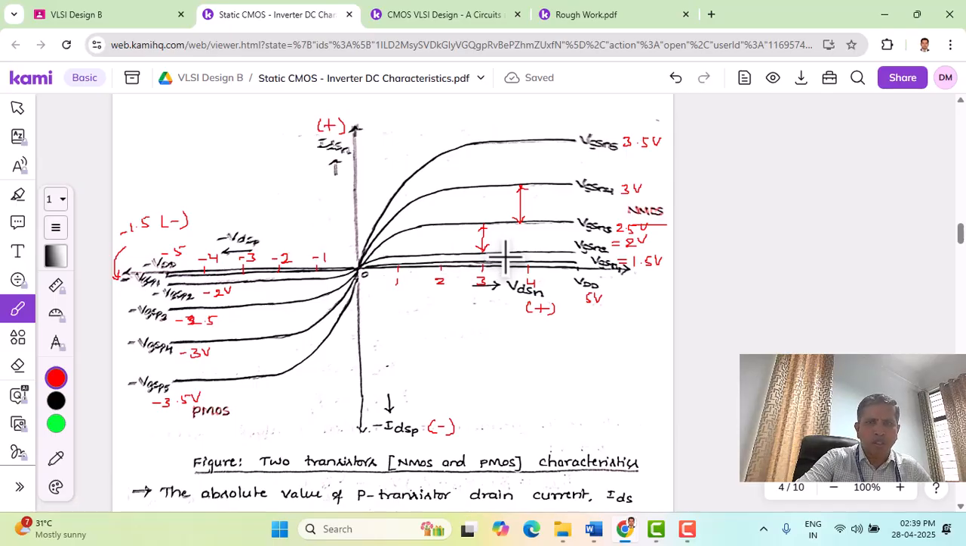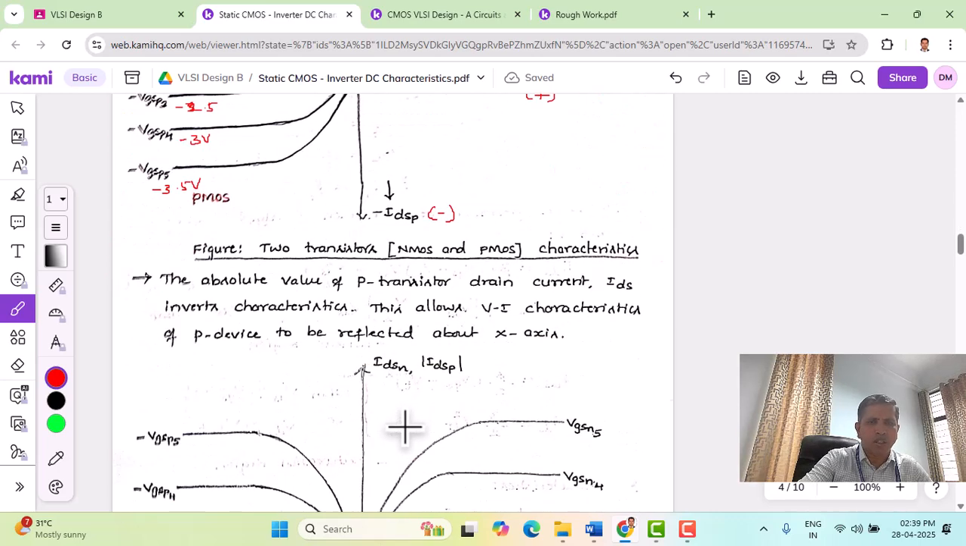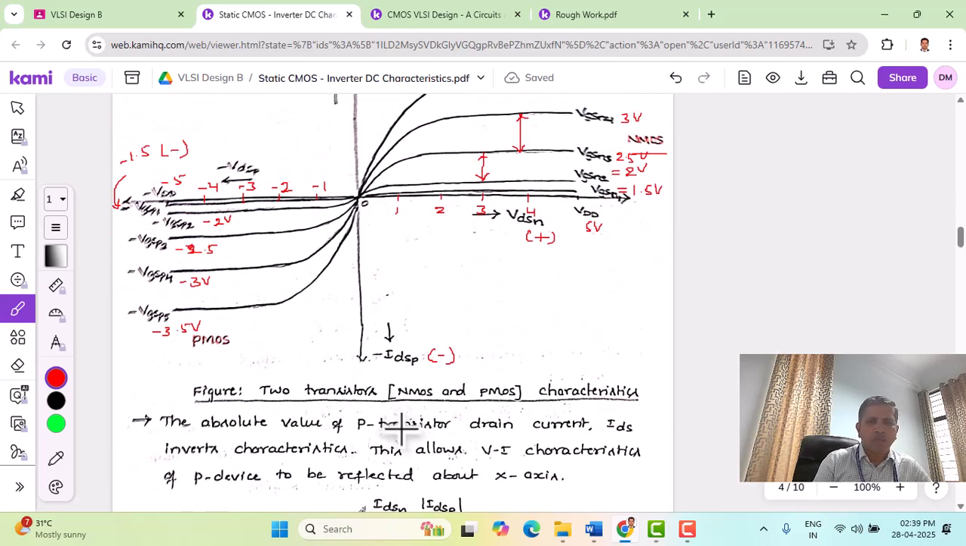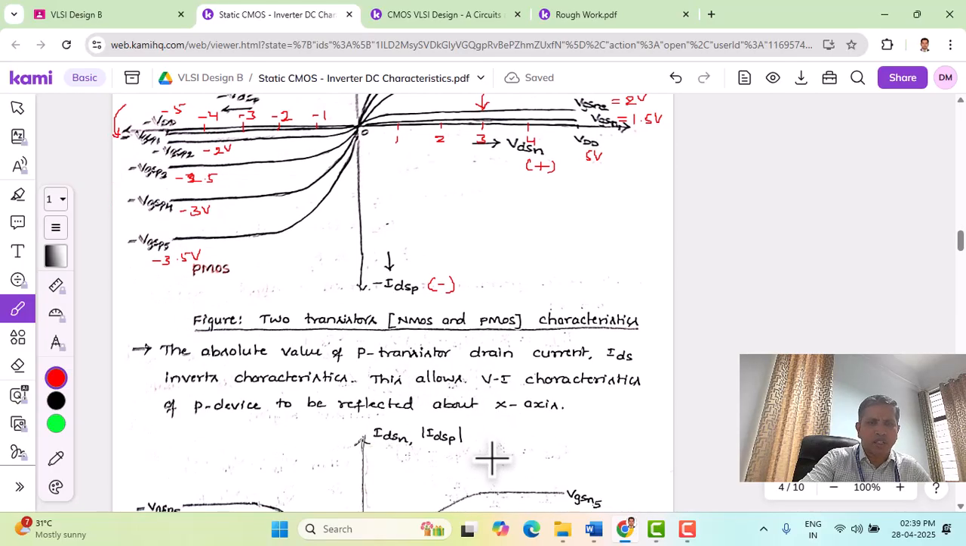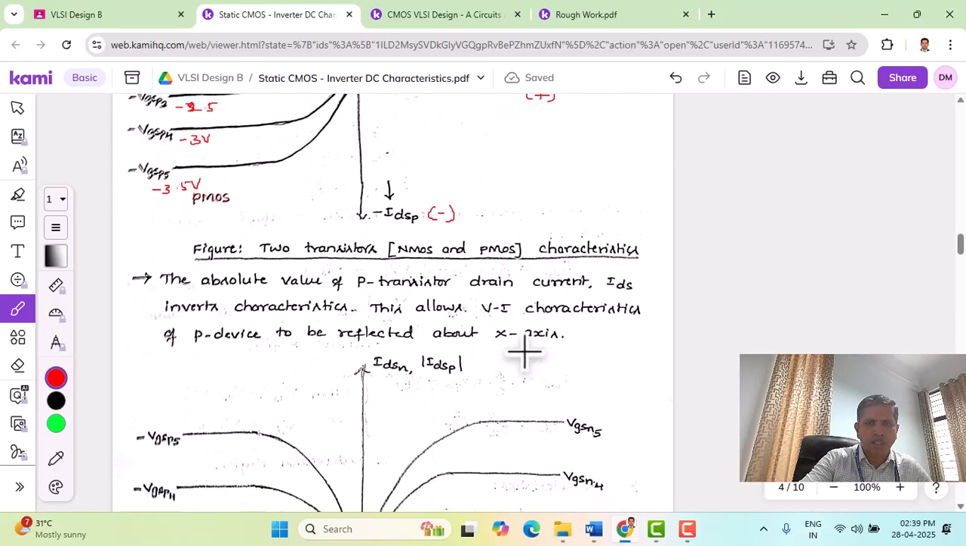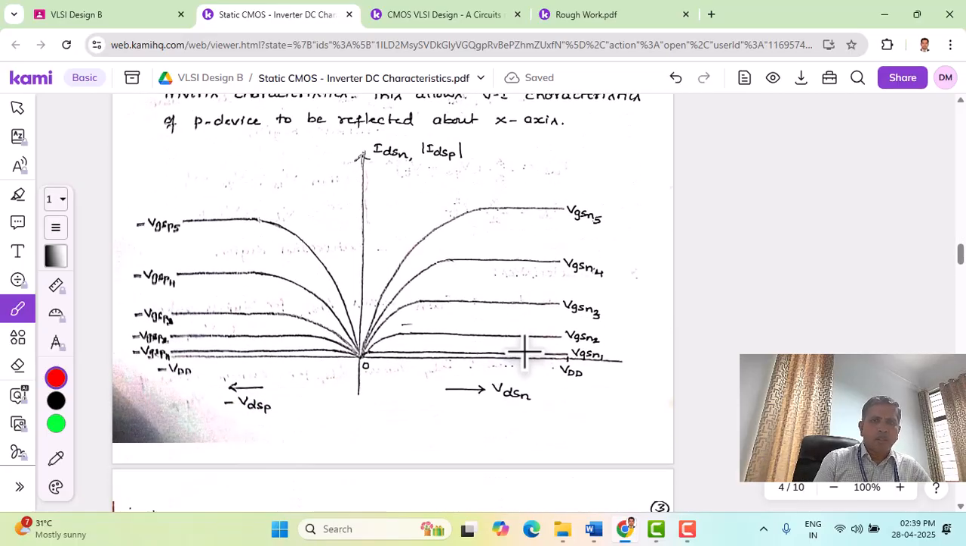Now the next step to draw the inverter characteristics is we will flip these characteristics from the fourth quadrant to the second quadrant by making IDSP positive, and that is shown in the next characteristics. The absolute value of P transistor drain current IDS is plotted. This allows the voltage current characteristics of the P device to be reflected about the x-axis, as you can see here. So we have IDSN for the NMOS device, whereas for the PMOS device we have a modulus of IDSP.